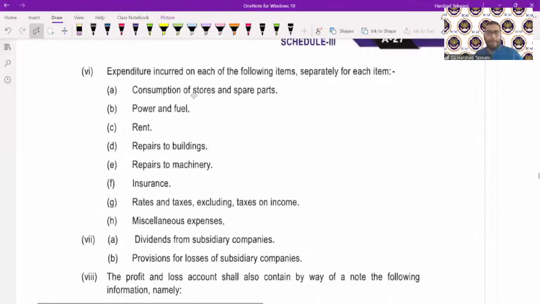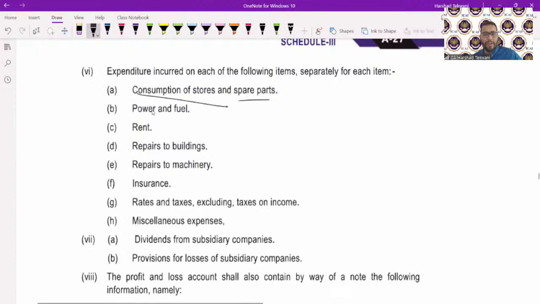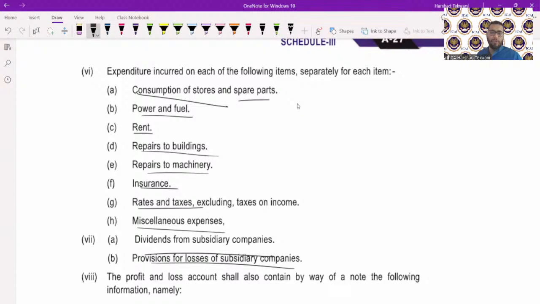Then expenditure on these items are required to be disclosed separately. That is consumption of stores and spare parts, power and fuel, rent, repair to buildings, repair to machinery, insurance, rates and taxes, miscellaneous expense. Then dividend from subsidiary company and provision for loss of subsidiary company.